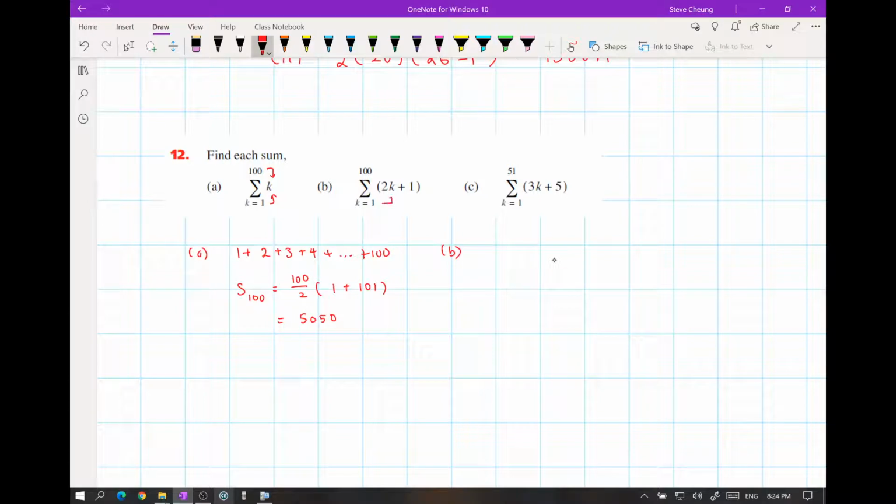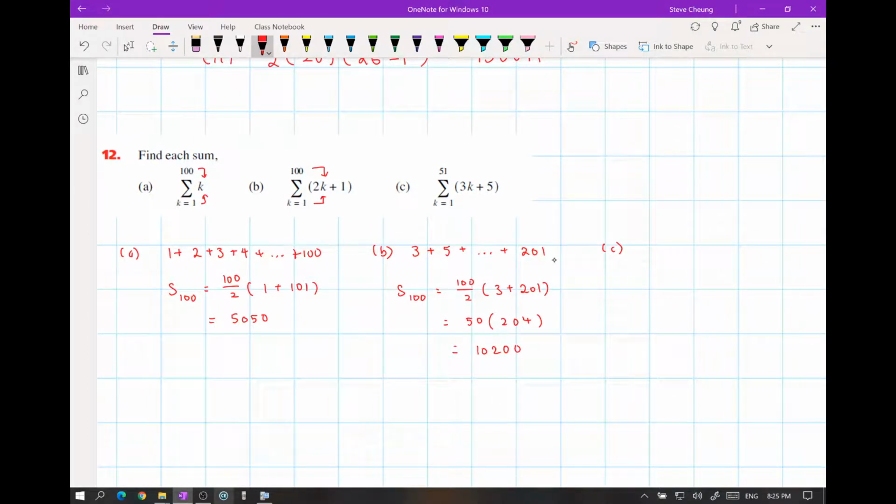Next one. When k is 1, I'm just going to substitute the whole thing. 2 times 1 plus 1 is 3. 2 times 2 plus 1 is 5. Blah, blah, blah. And now substitute the last number. 2 times 100 plus 1 is 201. So we'll use the first term, last term formula for S. This will be 3 plus 201, 204. There you go.